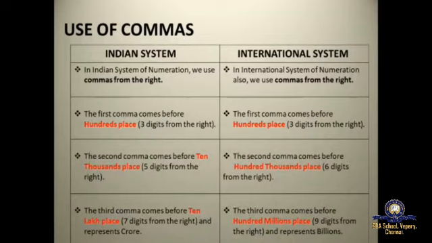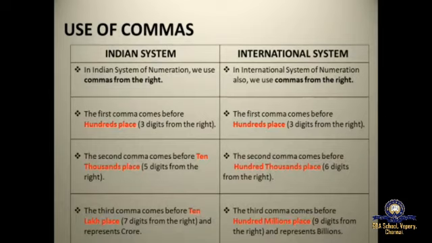So next, we'll see the difference between the use of commas in Indian and international system. In both Indian and international system, we use commas from the right hand side. The first comma comes before the hundreds place in Indian system, and in international system also, the first comma comes before the hundreds place. And the second comma in Indian system comes before the 10,000s place, that is 5 digits from the right, whereas the second comma in the international system comes before the 100,000s place, that is 6 digits from the right.